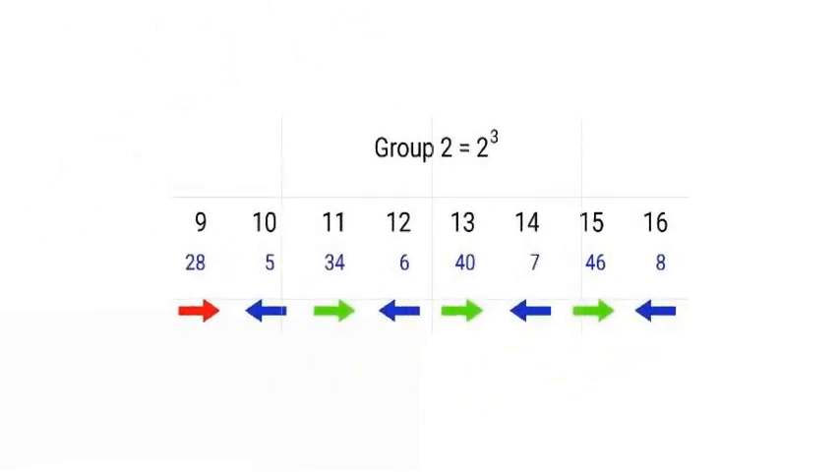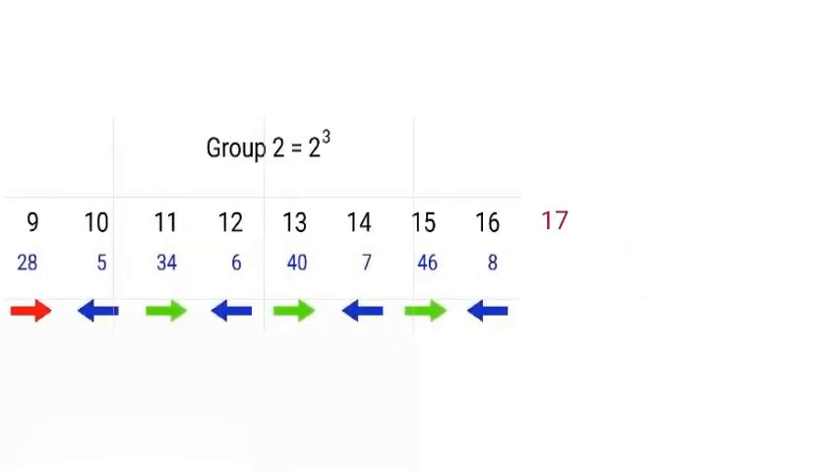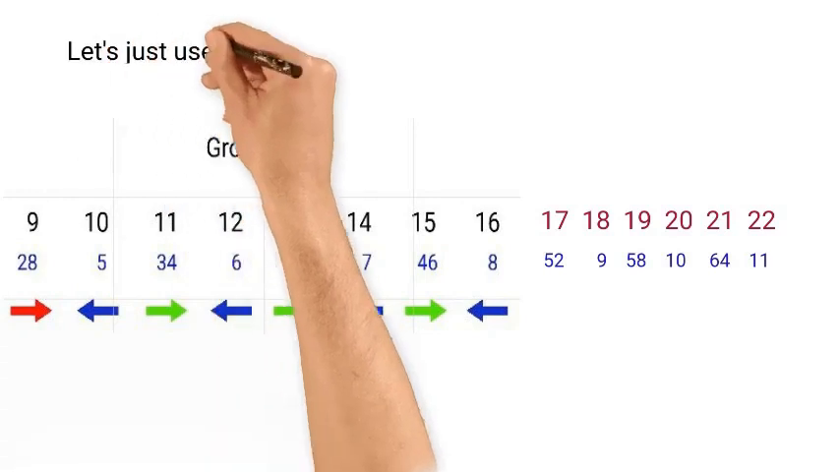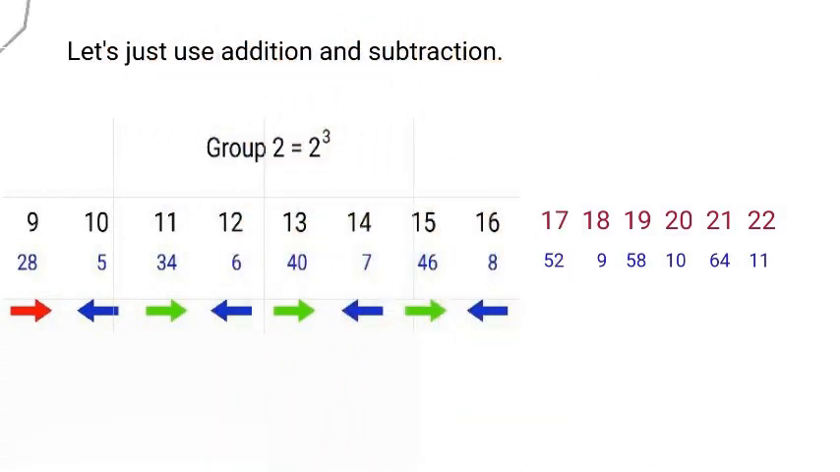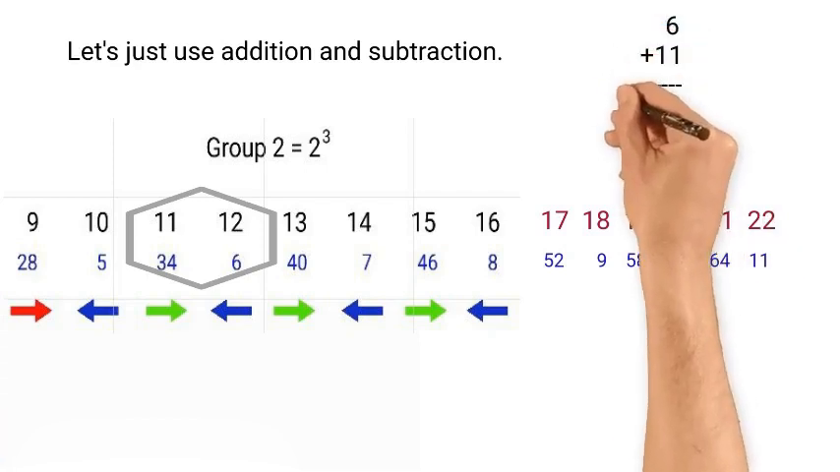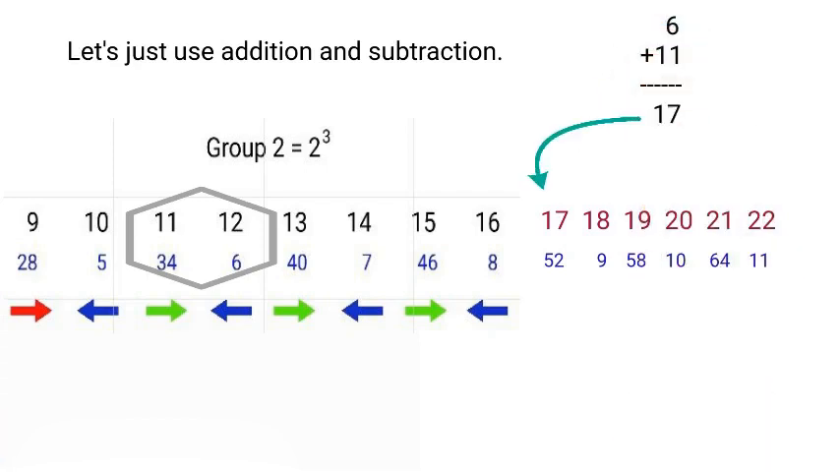Do you remember our second group? Let's look at it again. And add some numbers of the next group. In reality, we can forget about multiplying and just use addition and subtraction. Pay attention to the selected numbers. If we have an odd number, say the number 11, all we have to do is add half of the next number to our number, and we get the new position. Remember that 34 divided by 2 is 17.